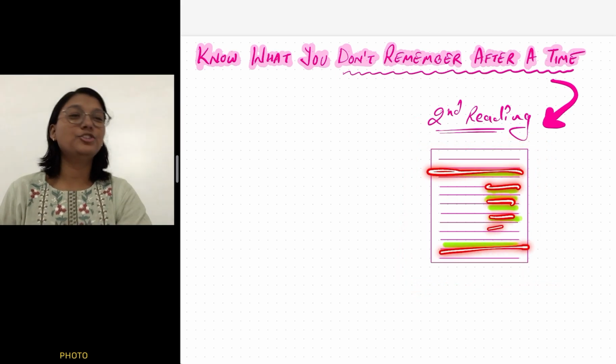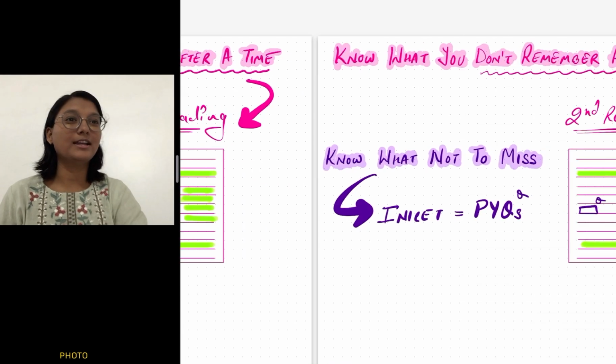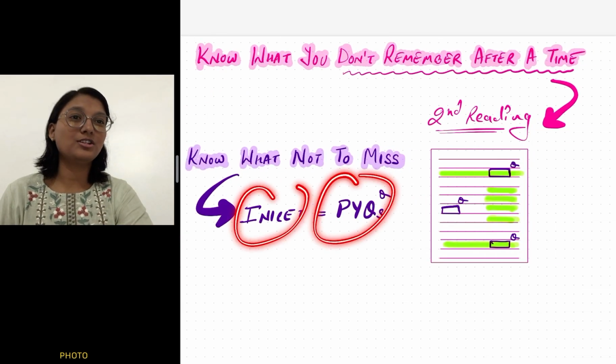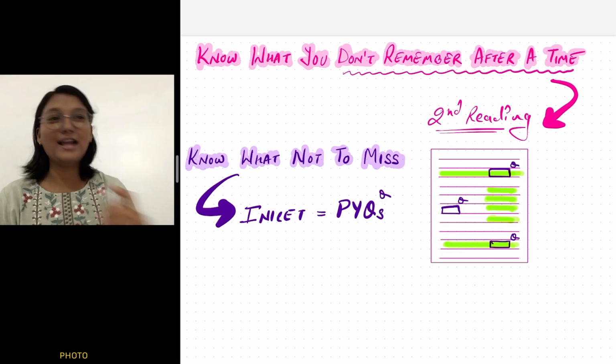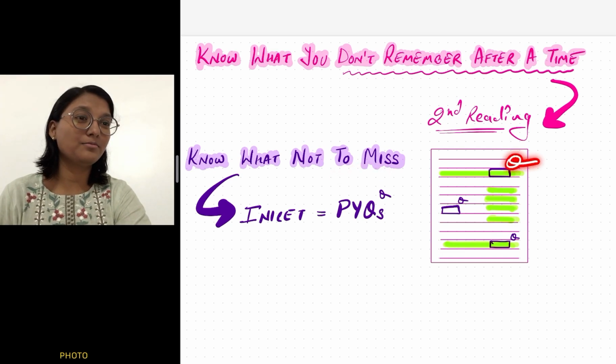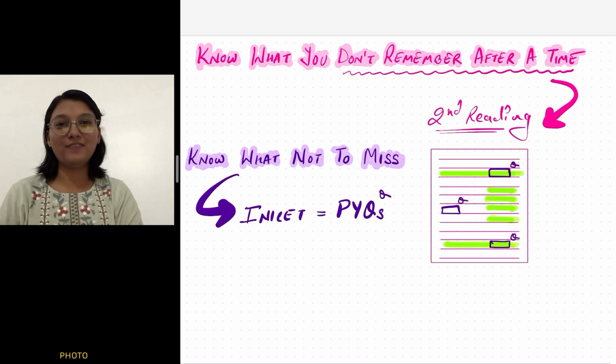Okay, so during your second reading, pick up every page of your notes and mentally highlight the points which you actually don't remember. Also take the previous year questions of INICET which you don't really have to miss. So mark the same page with the previous year questions of INICET.